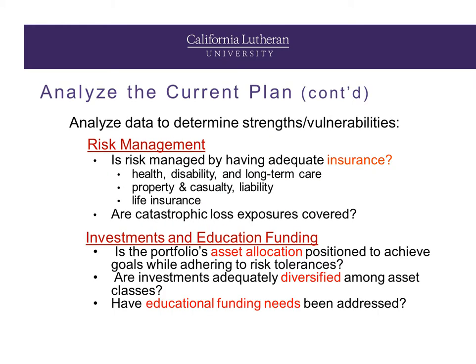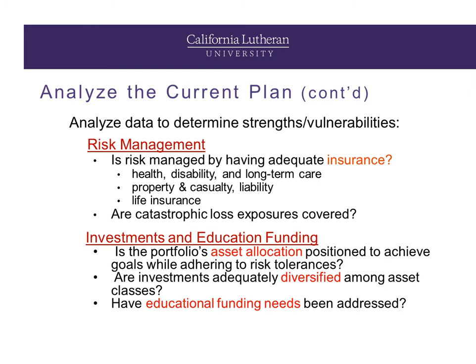Risk management. Is risk effectively managed with insurance? Are catastrophic loss exposures covered? For example, with investments. What about the client's investments? Is there adequate diversification? And do the asset allocations properly reflect the client's time horizon, risk tolerances, constraints? Can the current allocation produce the level of return required in order to meet the client's needs?